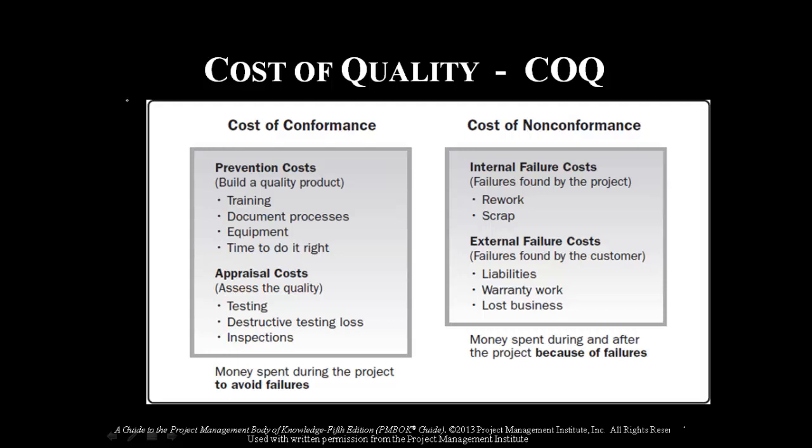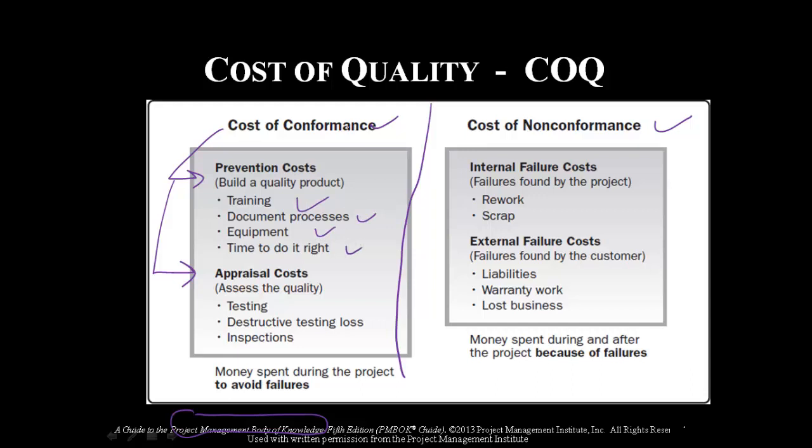Okay, so this is one of the slides I have directly copied from the PMBOK, which is cost of conformance and cost of non-conformance. So it is divided into two portions, cost of conformance and cost of non-conformance. Cost of conformance is divided into two portions, which is preventive cost and the appraisal cost. Prevention cost is training, document processes, equipment, time to do it right. What is the meaning of conformance? Conformance means adherence to the standards.